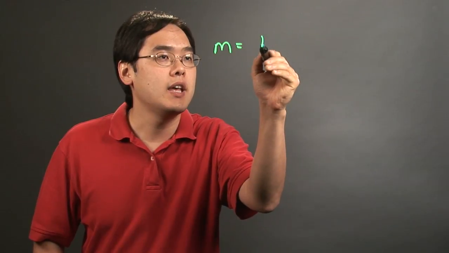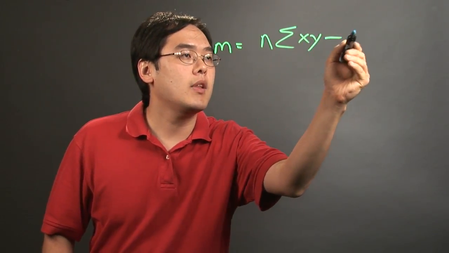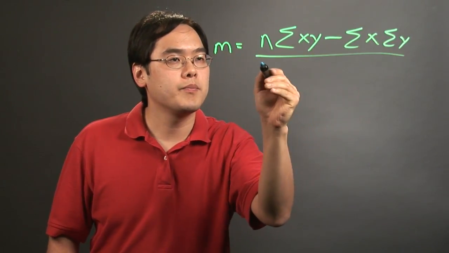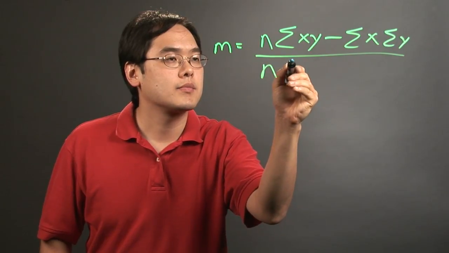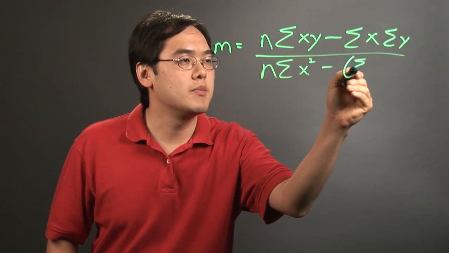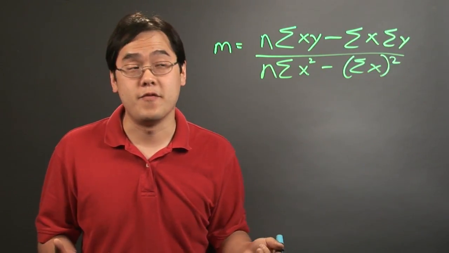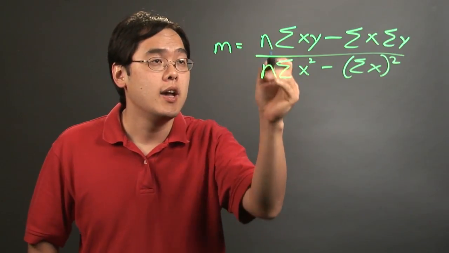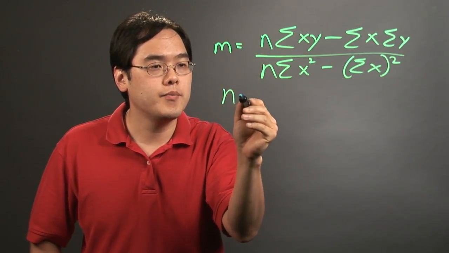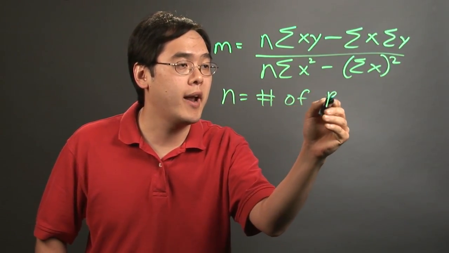So you have n times the sum of xy, minus the sum of x times the sum of y, over n times the sum of x squared, minus, in parentheses, the sum of x, quantity squared. Now, what does all this stuff mean? Let's start from the very beginning. Notice this n shows up twice, the top and the bottom. N refers to the number of data points, or number of pairs, if you will.